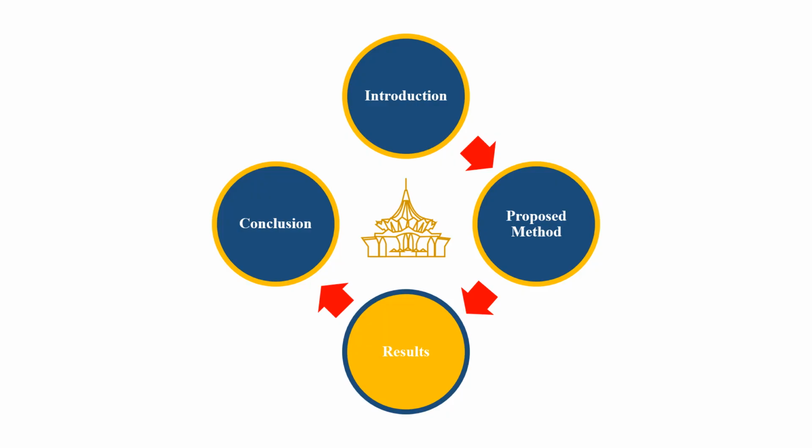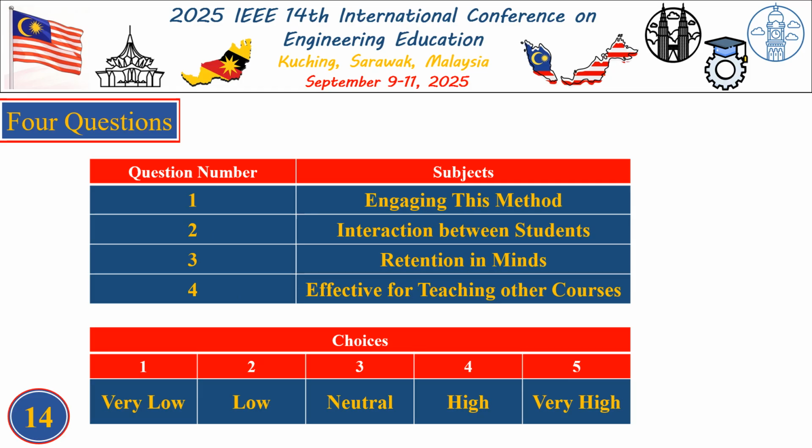In this section, we would like to explain the survey results to you. The postgraduate students present in the class were asked to participate in surveys and respond to 4 questions. The 5 options provided for the students reflected the level of agreement with the statements in each question. The options were 1, which means very low, 2 means low, 3 neutral, 4 high, and 5 very high.